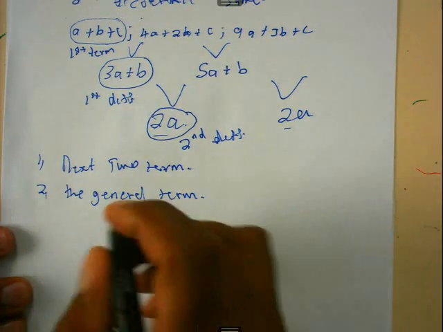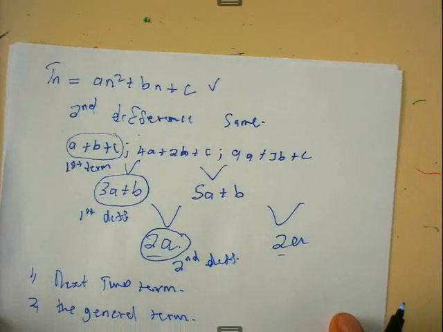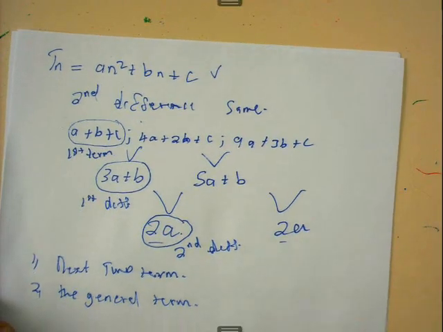What is the general term here? Like I indicated earlier on, the general term for a quadratic pattern is Tn equals an squared plus bn plus c, right?